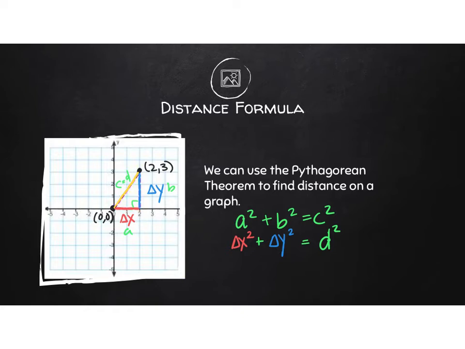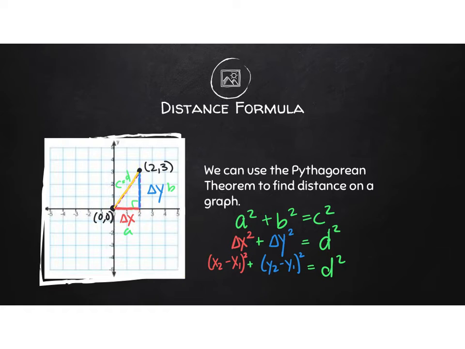So we have our d squared again. Our change in y is how those y values are changing, or we can call that y2 minus y1 squared. We'll add that to our change in x. Those are how our x values are changing. So x2 minus x1 squared.